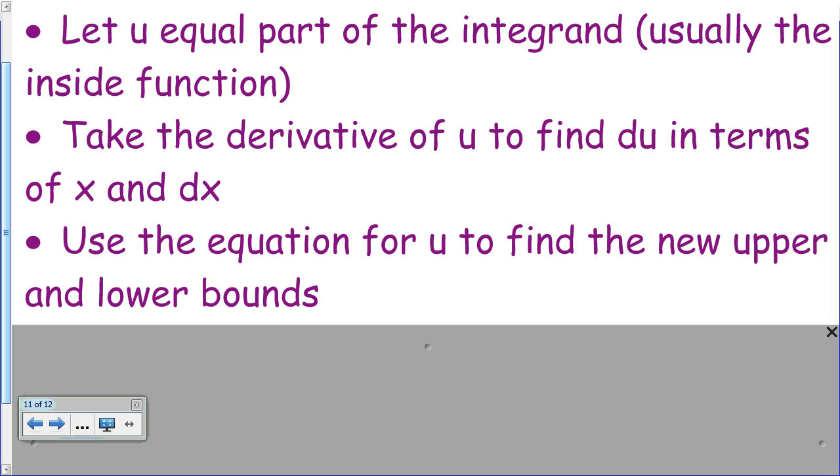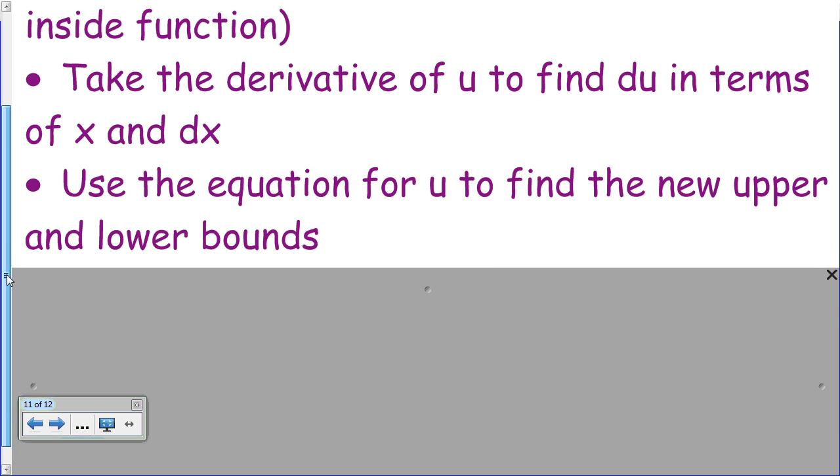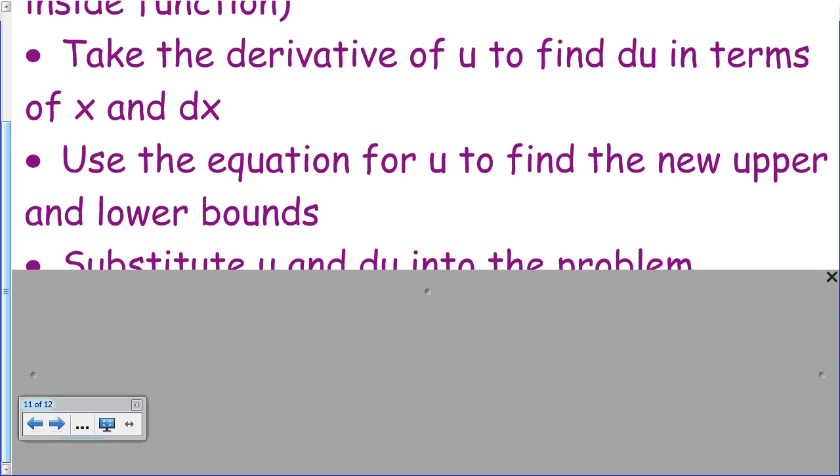Now since it's a definite integral, you have upper and lower bounds, and those upper and lower bounds are defined in terms of x. You're finding the definite integral from x equals a to x equals b, so you've got some sort of an interval there. And now we're changing this over to a new variable u, so I have to get my upper and lower bound in terms of u. So use the equation for u to find your new upper and lower bounds. Just simply take your x value, plug it in to that equation for u, and it'll tell you the corresponding u value. Do the same for both of those, the upper and lower bound, and you've got yourself a new upper and lower bound in terms of u.